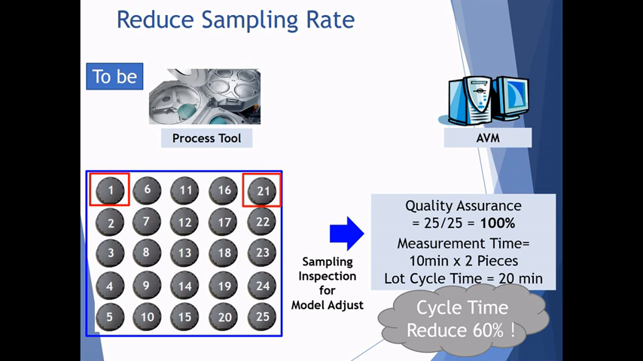In this assumption, each piece of wafer measurement takes 10 minutes. If we reduce the sampling rate from 20% to 8%, there will only be 2 pieces of wafer measured in a lot, which only takes 20 minutes. Measure time will decrease from 50 minutes to 20 minutes. In other words, it reduces 60% of cycle time.